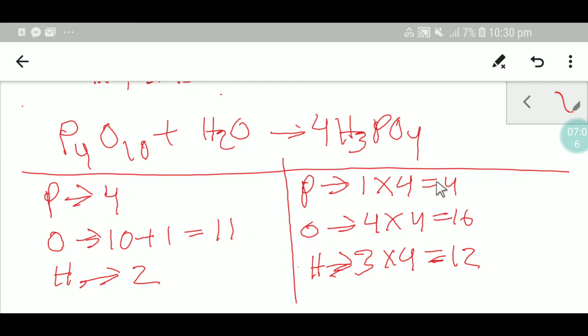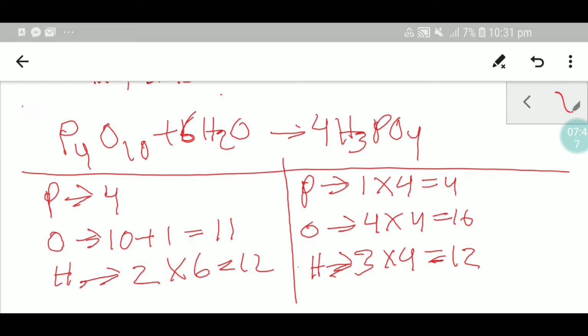Now your phosphorus is balanced, but oxygen, 11 and 16, is not balanced, and hydrogen is 2 and here 12. Hydrogen is contained in one compound, so you can target hydrogen. To balance the hydrogen, what can I do? Here you have 12, but here you have 2. To make it 12, I can multiply by 6, that gives me 12. Remember, this 6 must come before this hydrogen compound. So I have to place 6 here, right?